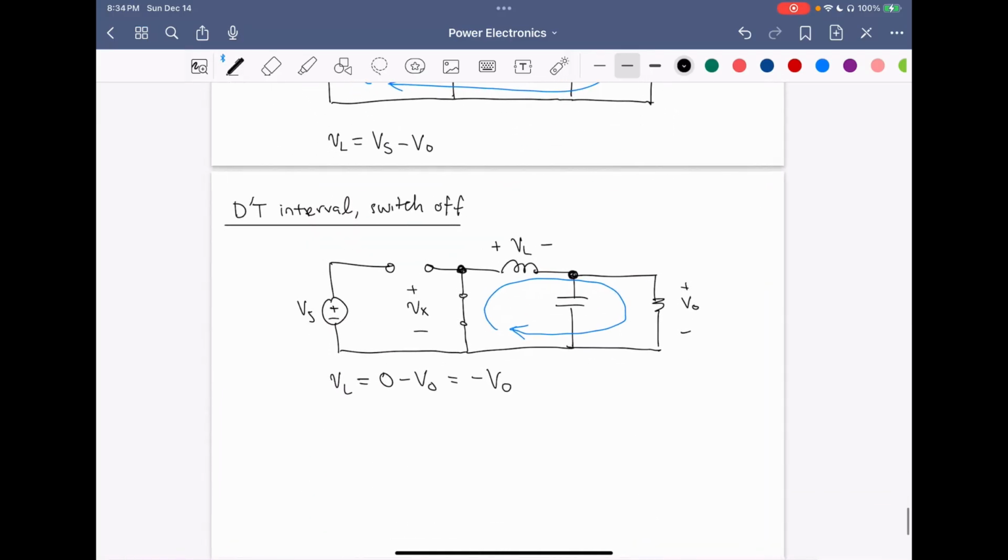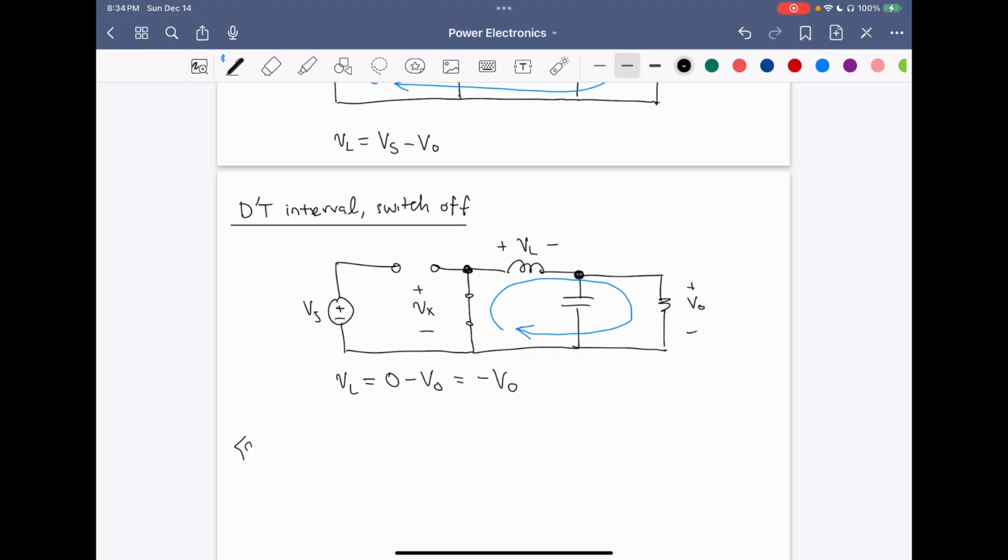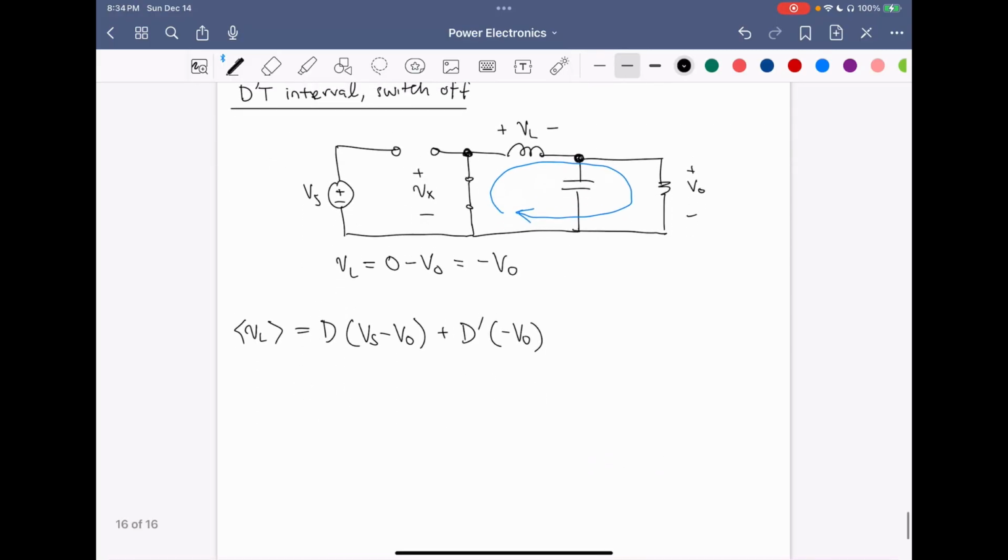So if we take the average inductor voltage, during the dt interval, we have Vs minus Vo. And then in the d prime interval, we have negative Vo. If we simplify this expression, we get d times Vs minus d times Vo minus d prime times Vo.